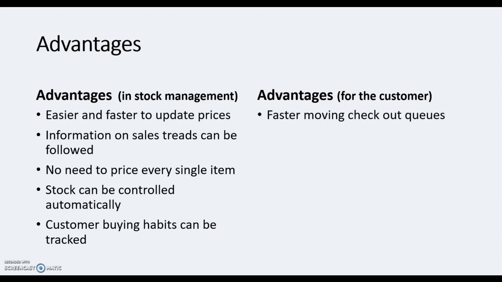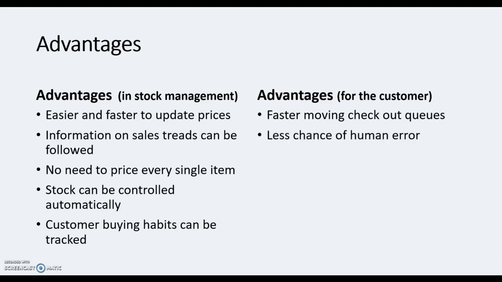Now, as a result, for the customer, there are faster moving checkout queues. Some may argue not. But for example, with lots of checkouts, the queues move quicker because rather than looking at an item and trying to find the price and typing it in, you're simply going beep, beep and moving them along. And as a result of barcodes, we now have self-service checkouts where you can scan your own shopping and pack your own bags, and there's no need for members of staff there. That can cause maybe some disadvantages or maybe some advantages.